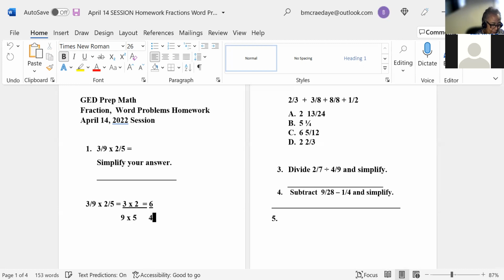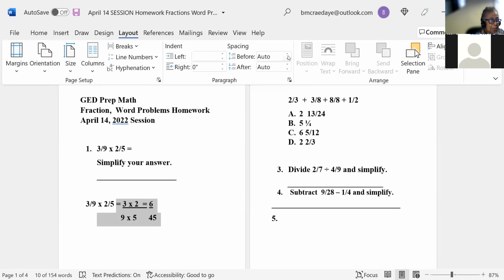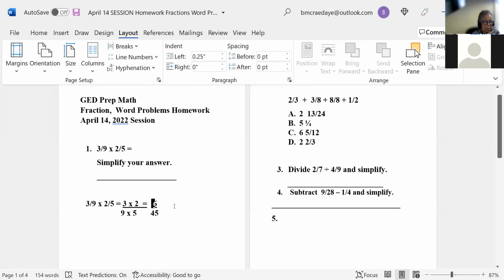Now, is that simplified, Vanessa? 6 over 45, is that in its simplest form? Think of a number that can divide into 6 and also divide into 45. What is the number? 3. 3. Very good.